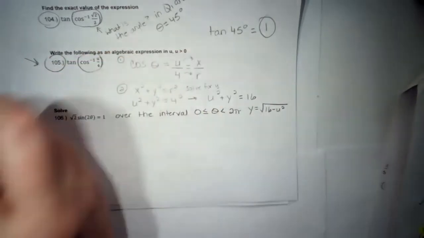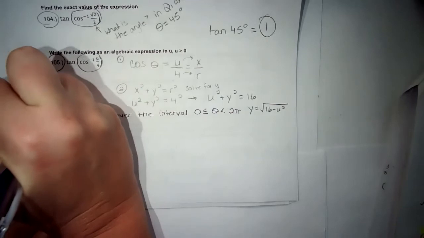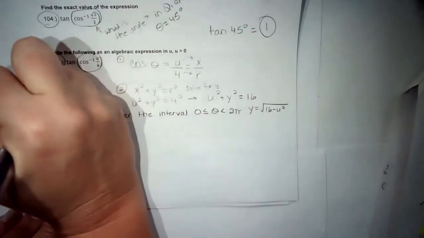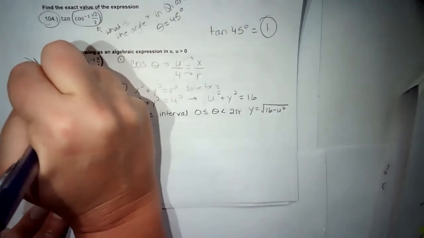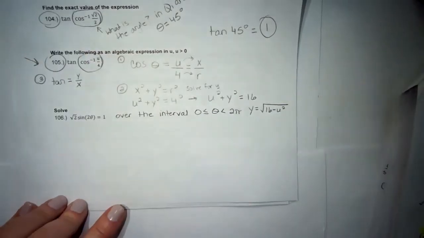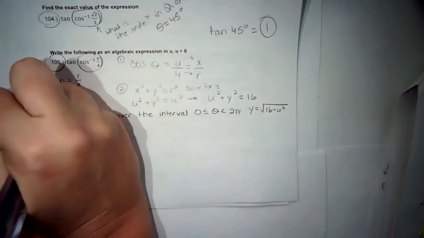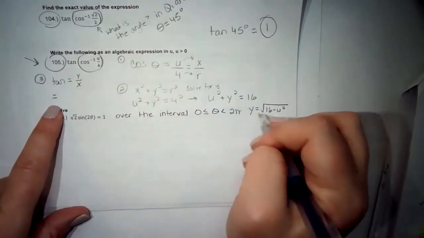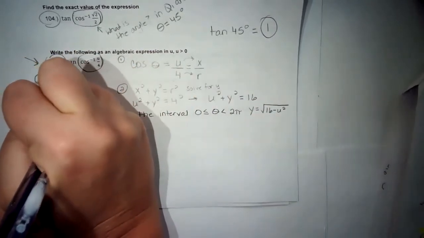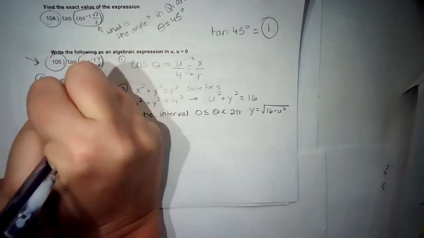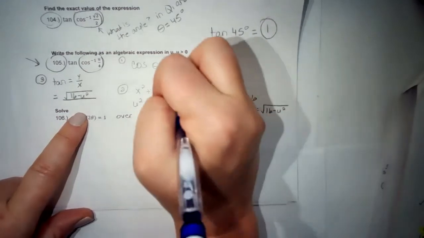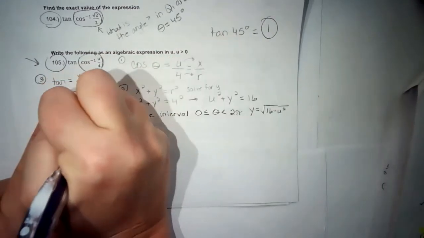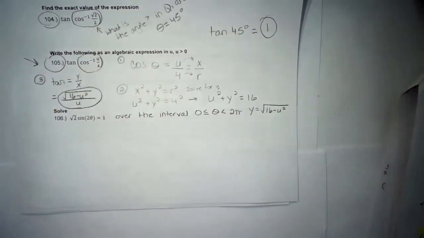Now we're going to take it back to tangent. Step 3 is, now we're going to find tangent. Well, tangent equals y over x, right? And now we're just going to fill in what it is. We said y is this giant radical. And what is x? U. And that's going to be your answer.